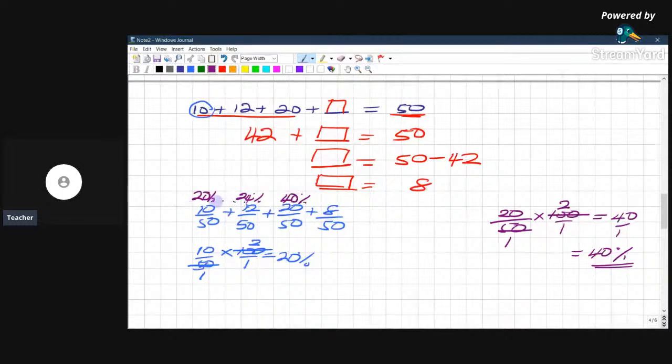So I hope that you're seeing how it is that I'm getting this. So 8 now, 8 twos would be what? 16. So this really would be 16%. So the question asked again, 4 students shared 50 marbles so that one gets 10, one gets 12, and another gets 20. What percentage of the set of marbles, the set being 50, did the fourth child get? So the fourth child would have gotten what? The 16%. So 16% of the marbles, that's what that fourth child would have gotten.